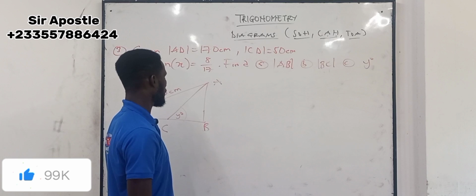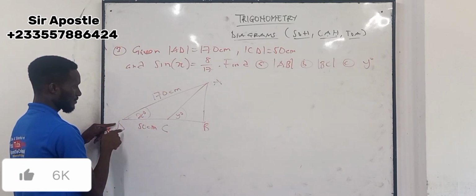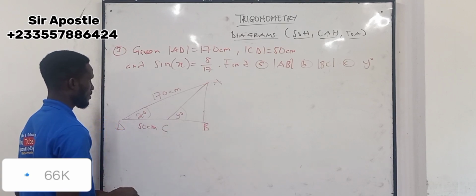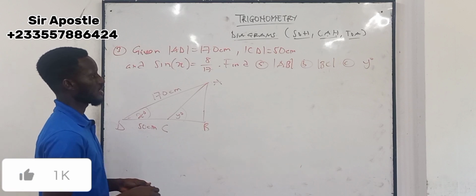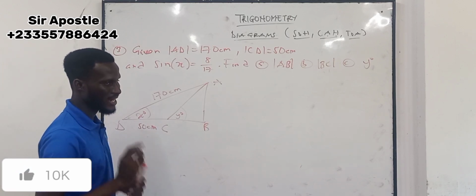And aside that, we have to solve for BC. Then we solve for BC too. Now if you are able to get this one, and you're able to get the angle, we can easily solve for the BC. Then we solve for the angle Y degree. So that is what we are coming to solve now.